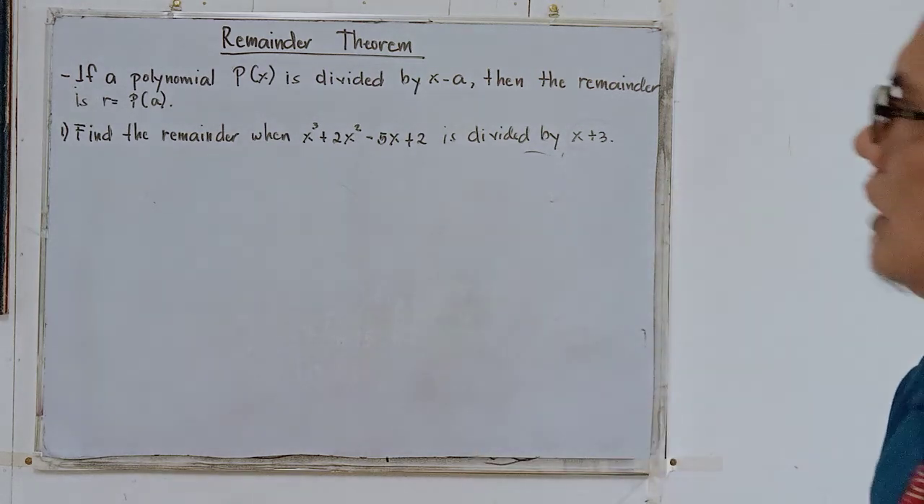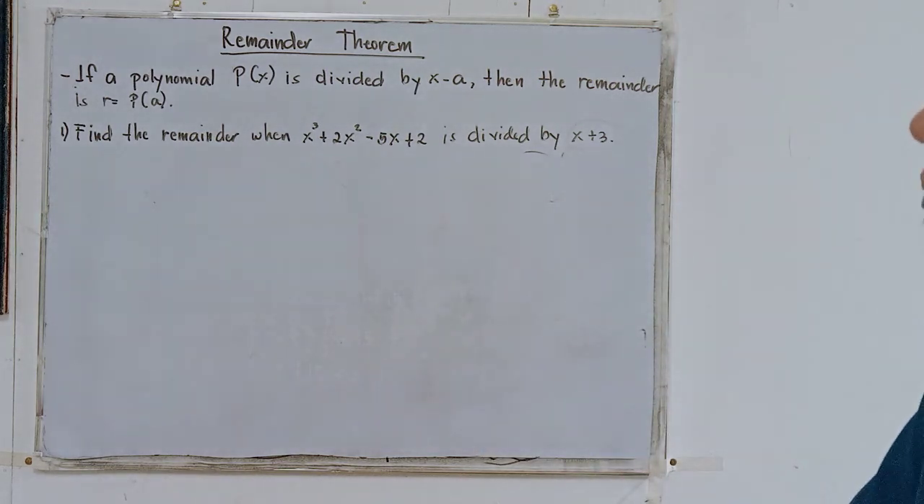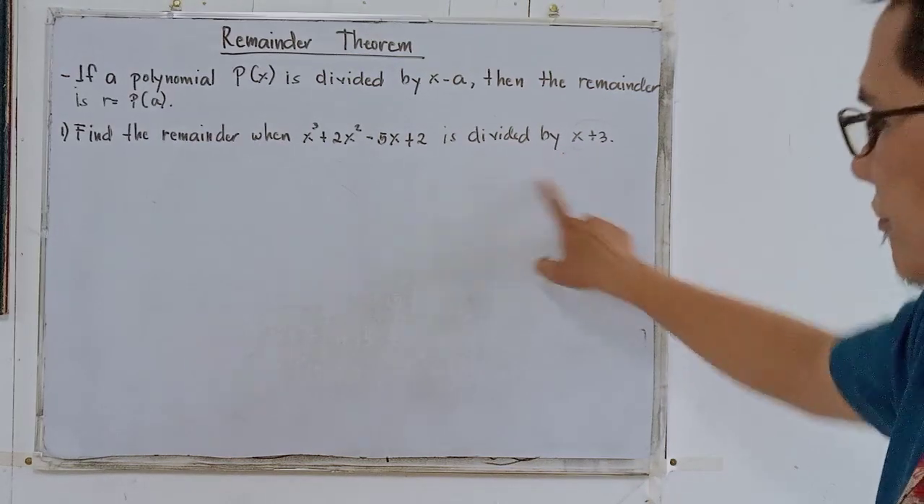So here, by definition, if a polynomial p of x is divided by x minus a, then the remainder r is equal to p of a. So let us solve number 1. Find the remainder when x cubed plus 2x squared minus 5x plus 2 is divided by x plus 3.